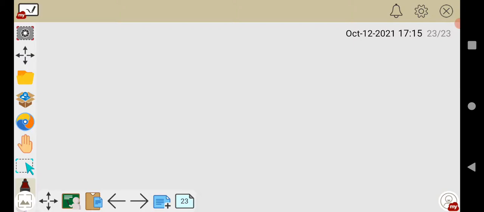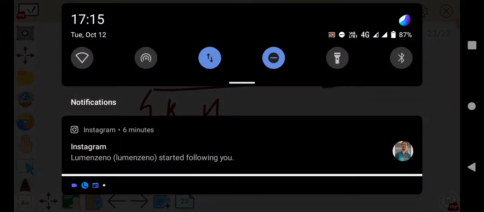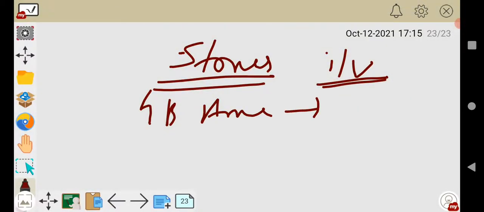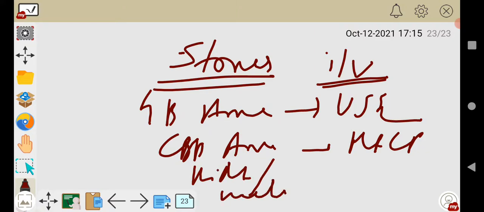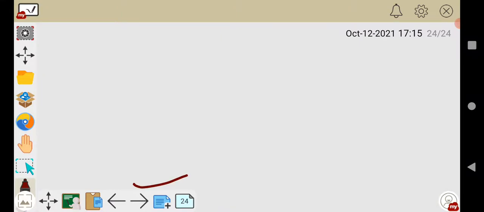Then I will say something about stones and the investigation of choice for their detection. If you say gallbladder stone, my preferred investigation should be USG. If you say CBD stone, I will say the preferred is MRCP. And if you say kidney stone or ureter stone, I will say do NCCT. This table is very important, and you can expect something from here. GB stones, USG; CBD stones, MRCP; kidney or ureter stones, NCCT.